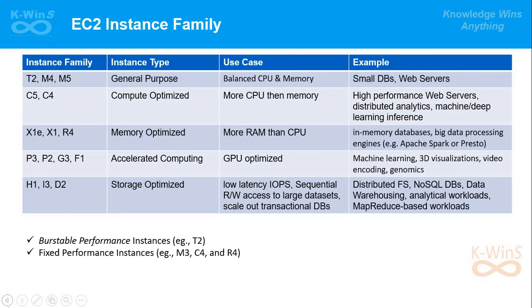and then accelerated computing instances that are suitable for applications that require more graphical power. Some of the common use cases include machine learning, 3D visualization, video encoding, etc. And then storage optimized instances that are suitable for applications that require low latency IOPS and sequential read write. Some of the common use cases include the distributed file system, NoSQL databases, analytical workloads, data warehouse applications, etc.